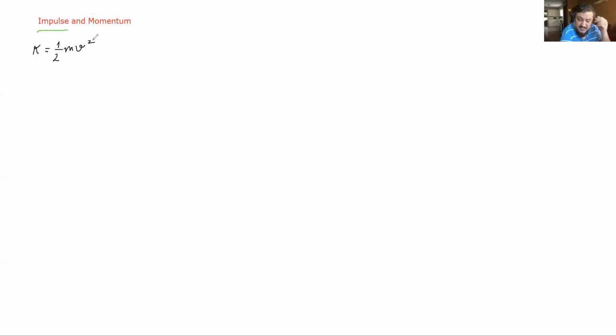Okay, speed is the instantaneous speed, which is a scalar quantity. V just stands for the magnitude of the velocity, which is a vector. But you're taking the square of it, so you lose the information regarding the direction. There is no direction with kinetic energy. Kinetic energy is simply a scalar. Kinetic energy is a scalar quantity independent of direction.